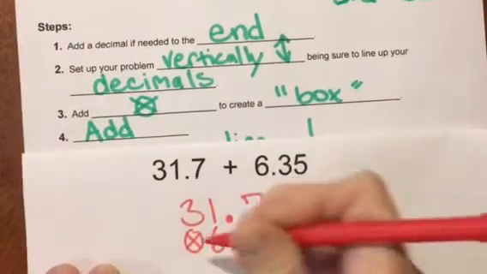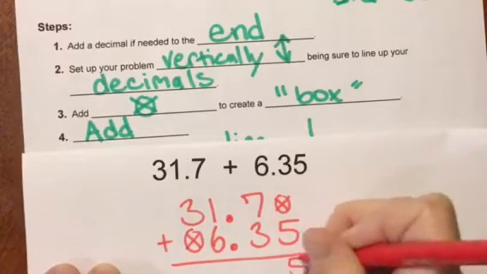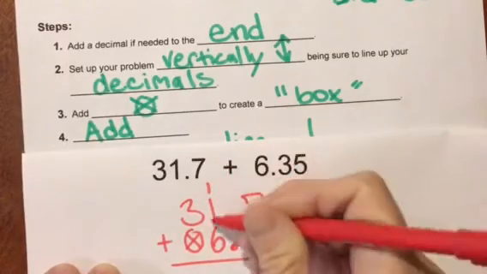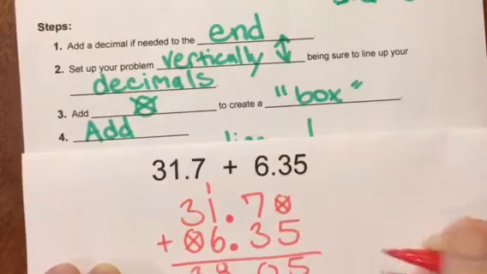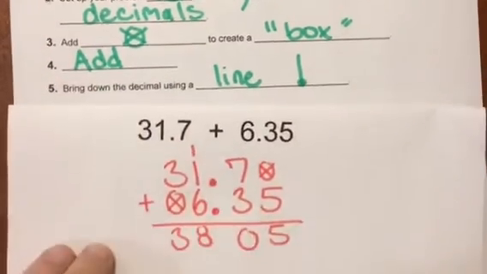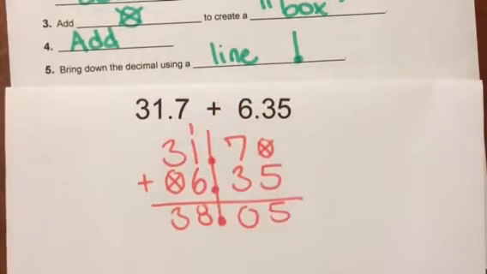Okay, step 4, I'm going to add. 0 plus 5 is 5. 7 plus 3 is 10. 1 plus 1 plus 6 is 8. And 3 plus 0 is 3. Oops, you misspelled that, sorry. And then bring down the decimal using a line. So my answer is 38 5/100.